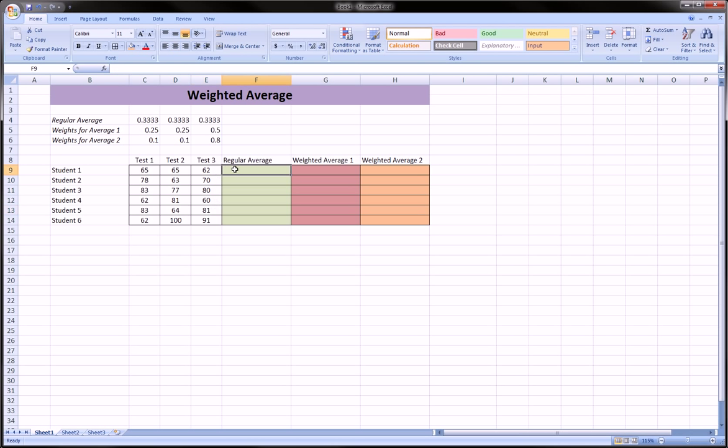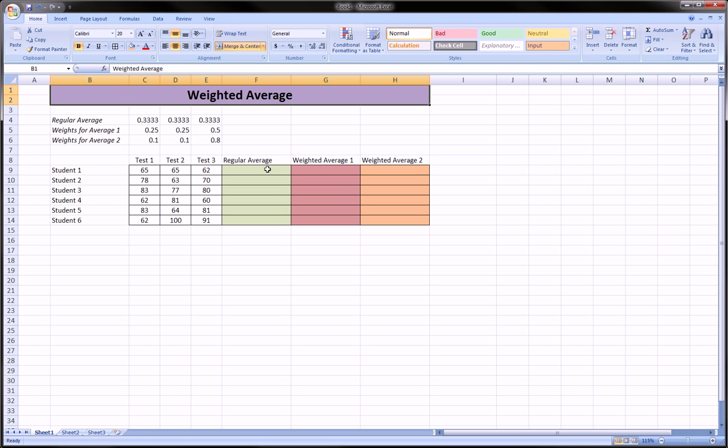Now, I want to compute the regular average, and we know in Excel we can use the equals average function. Highlight the 3 exams for a particular student, close the parentheses, and we'll get the average. In this case, 64. That is the regular average. But do we know that a regular average is a special case of a weighted average? And the special case being that all of its weights are equal.